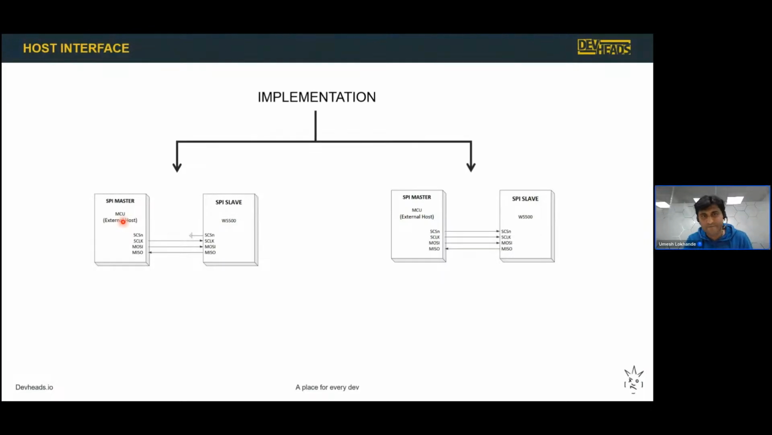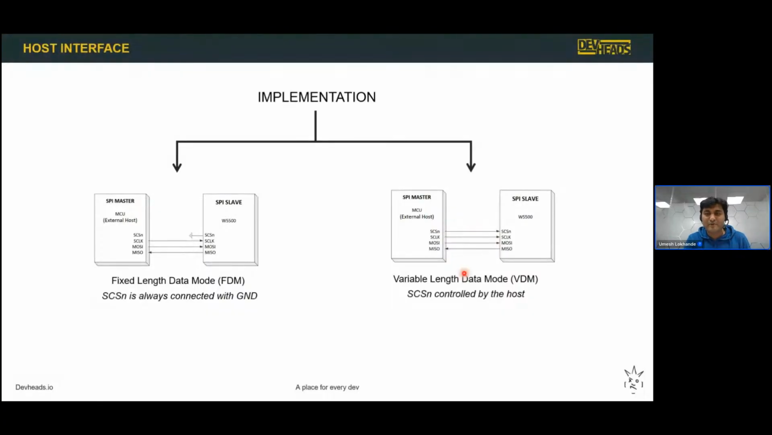but it can talk to any microcontroller, of course, which supports the SPI interface. Now, if you look at the right side, the second way you can interface, the slave device W5500 module will talk to the microcontroller by connecting the CS line, chip select line, to an IO pin of the microcontroller. This is the normal way. So this is a normal way, which is called variable length data mode, VDM mode.